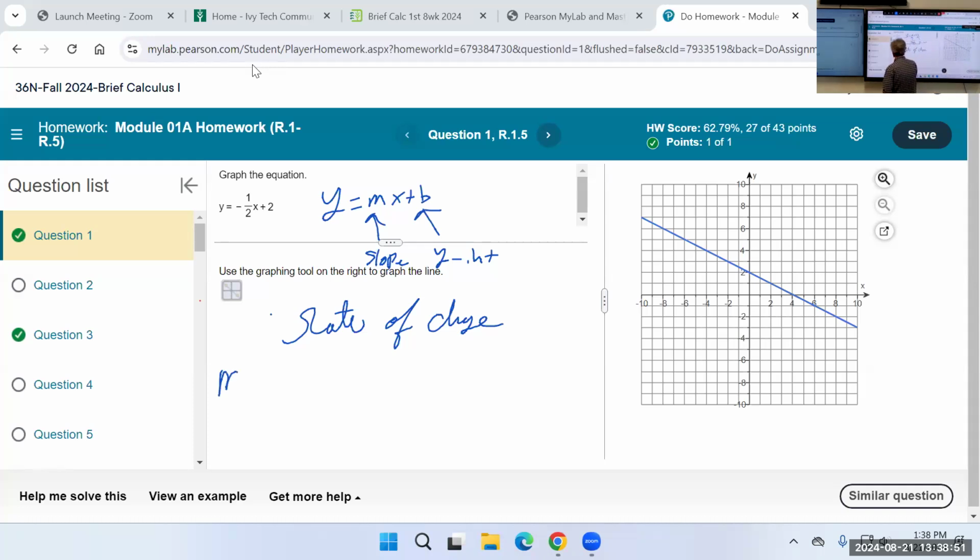So in this case, the slope is negative 1/2, the y-intercept is 2, and you only need 2 points to make a line. That's the idea, and I assume that you've seen this before. But the first question is graph this. So I picked 2 points that were on that line, and I used the line tool to do so.